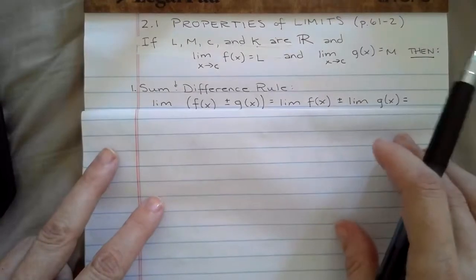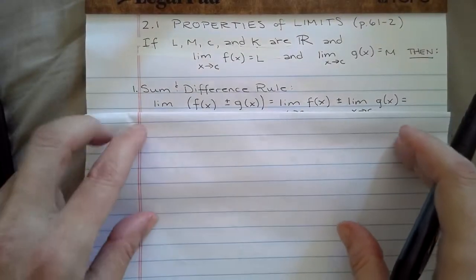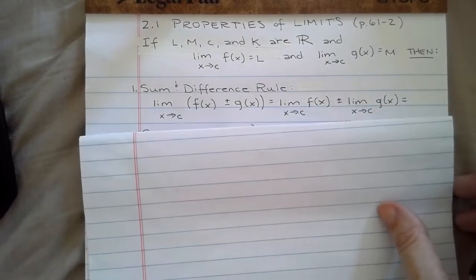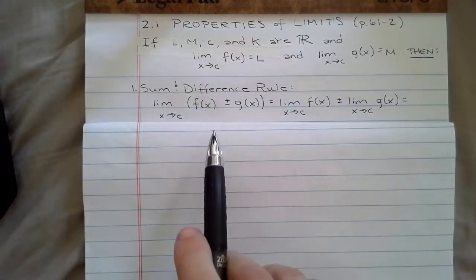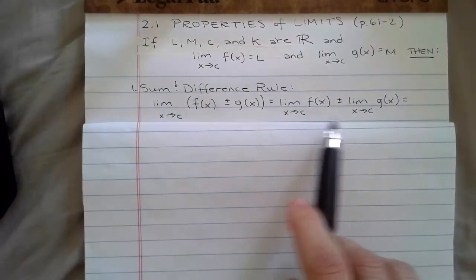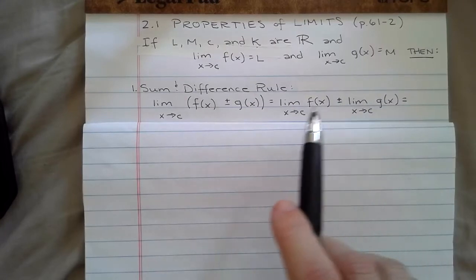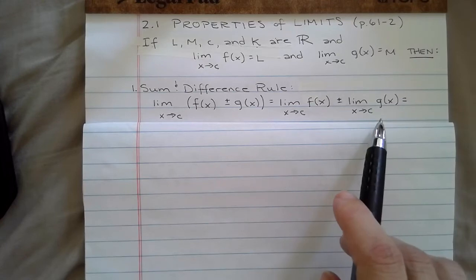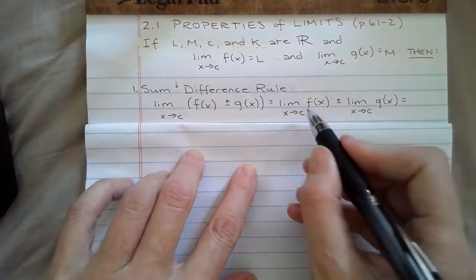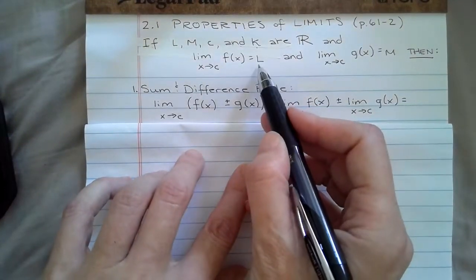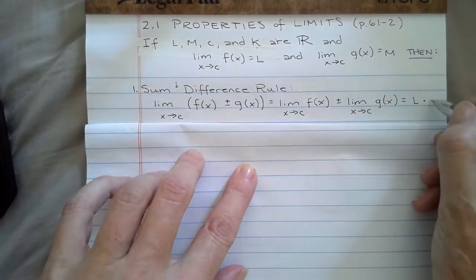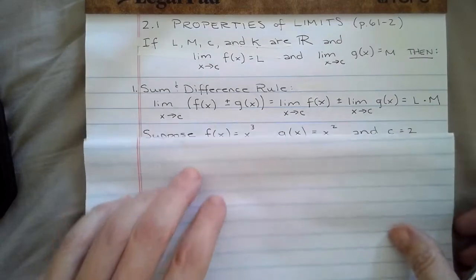We can look at some properties. The first one's going to be the sum and difference rule. And this is the idea that if you have a limit of two functions added, you can totally break it up. You can find the limit of one and add it or subtract it from the limit of the other. And the answer would just be the limit of f as we approach C, which is L, plus or minus the limit of g as we approach C, which is M. That's the property. Holy cow.